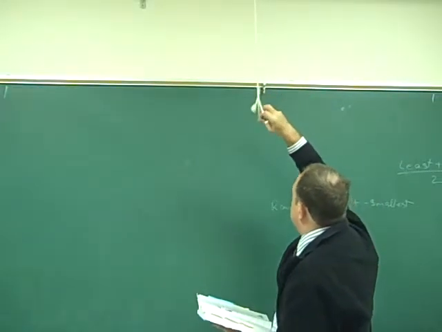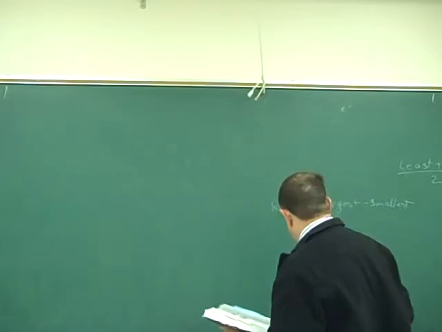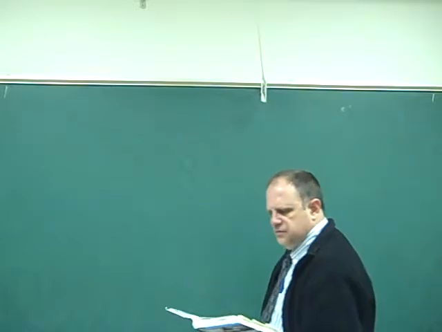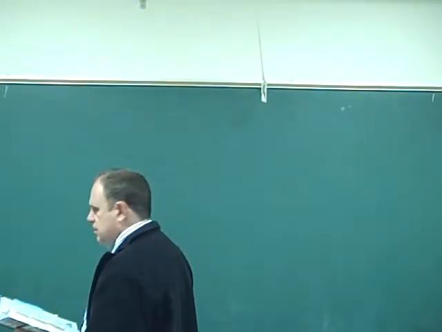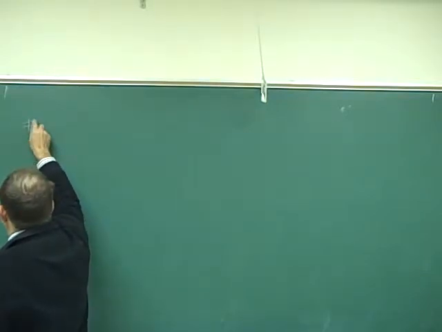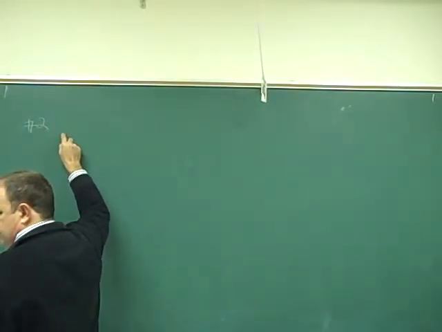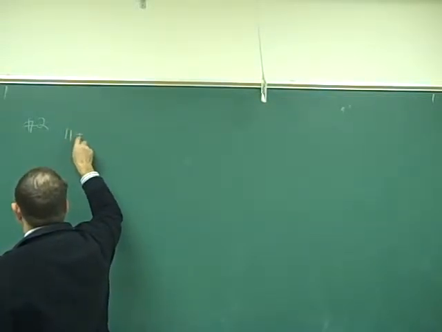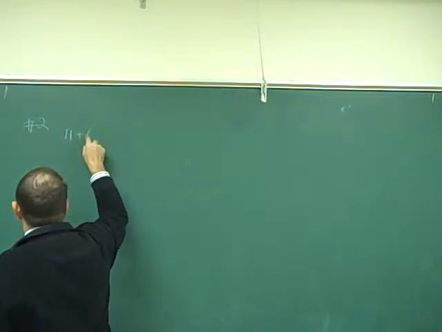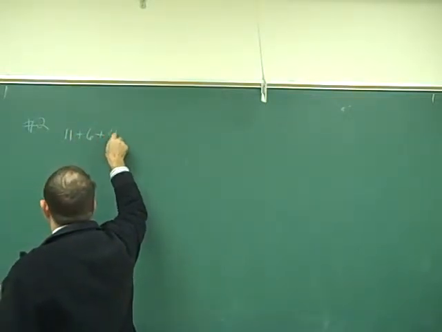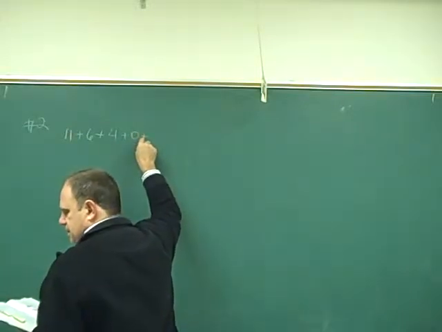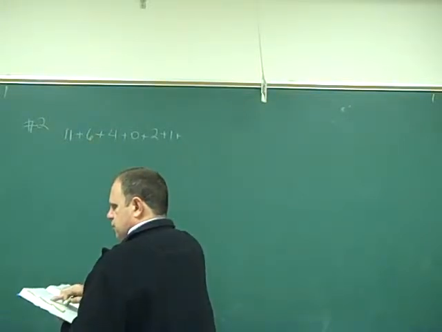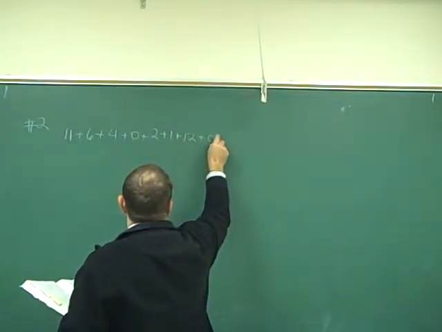All right, and in problem 2, we have 11, 6, 4, 0, 2, 1, 12, 0, and 0. So you have to count all the numbers, including the zeros. So you got 11, and what we're going to do is add them together. Plus 6, plus 4, plus 0, plus 2, plus 1, plus 12, plus 0, plus 0 again.